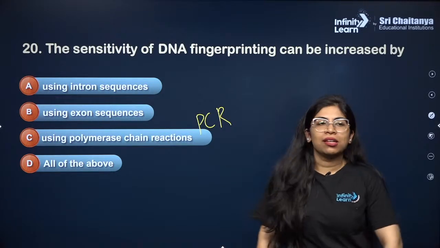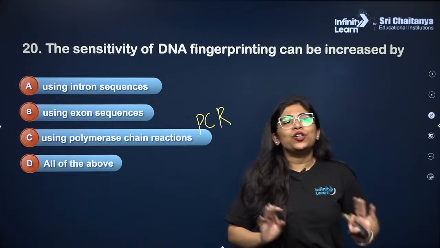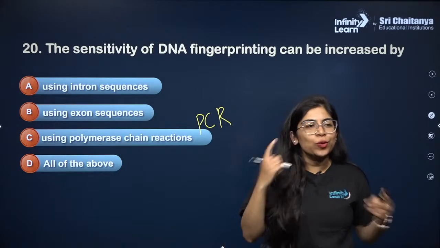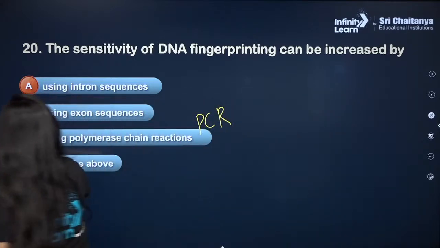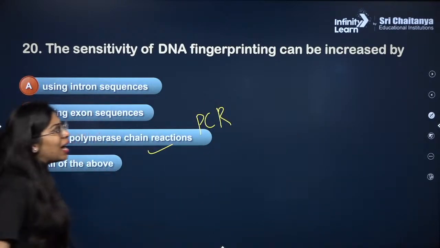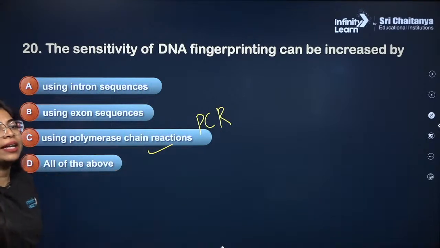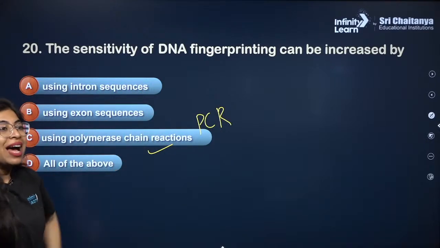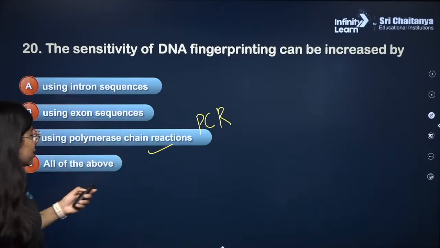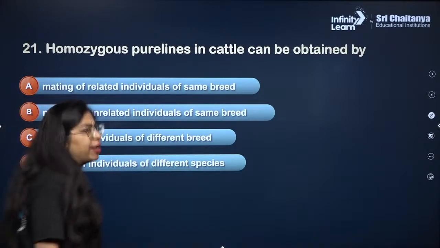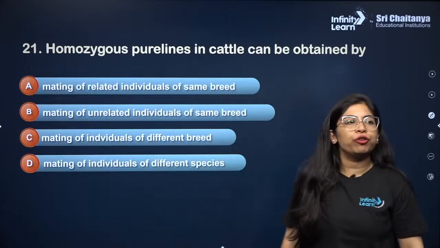Aishwarya says C. You necessarily, everyone, don't need to know everything. You can use your brains a little. My answer is C. Why? Because using PCR, I can make copies of that DNA. Very good, Mamtha. So PCR will increase the sensitivity of the DNA fingerprinting. Very good, all four of you.